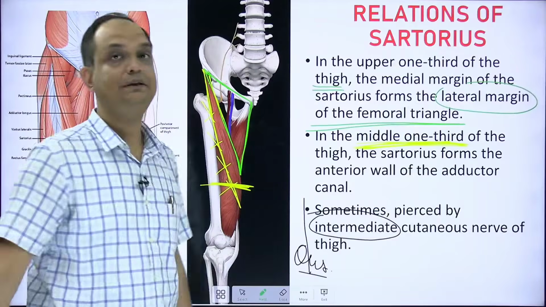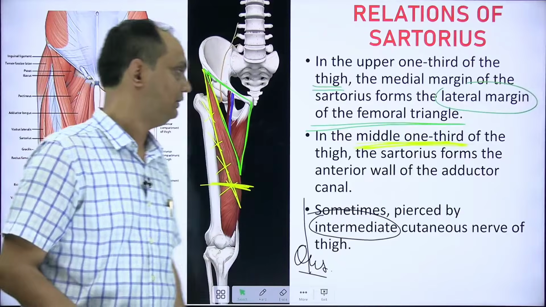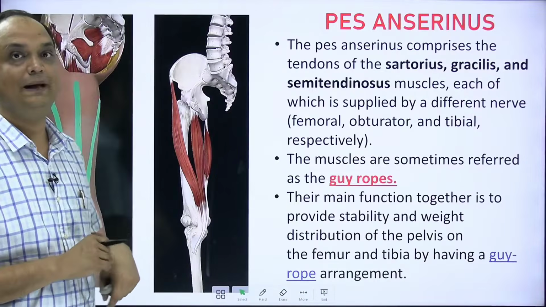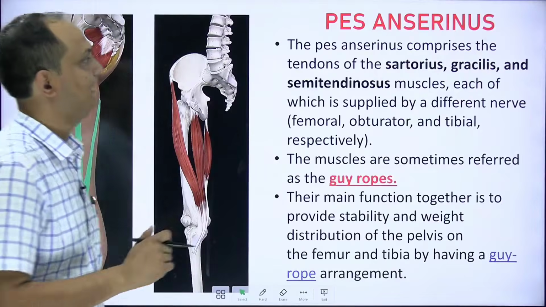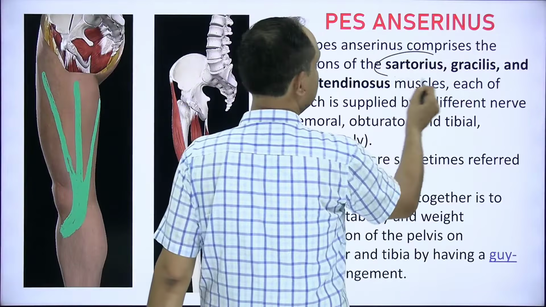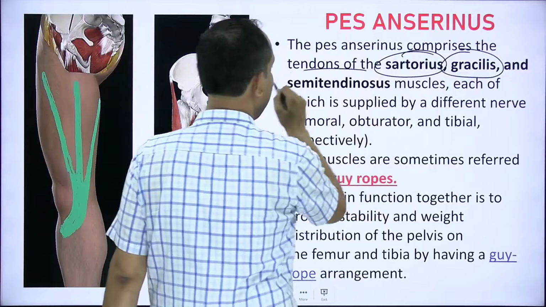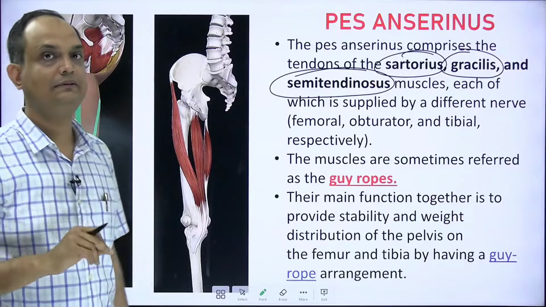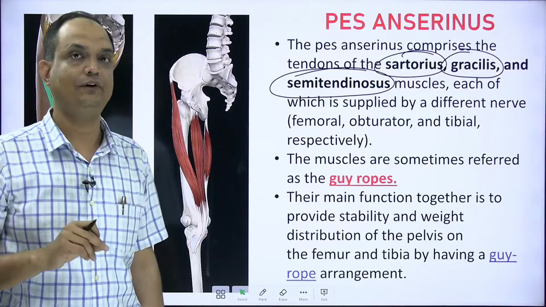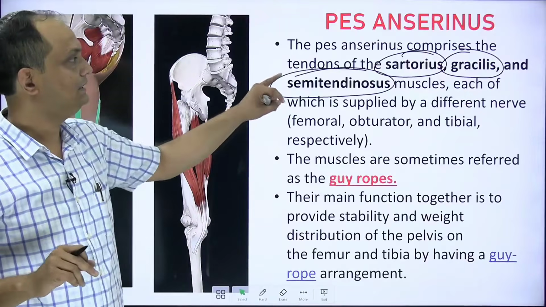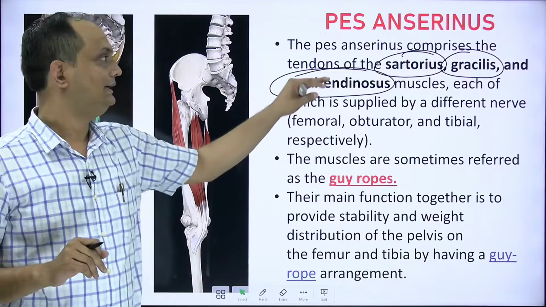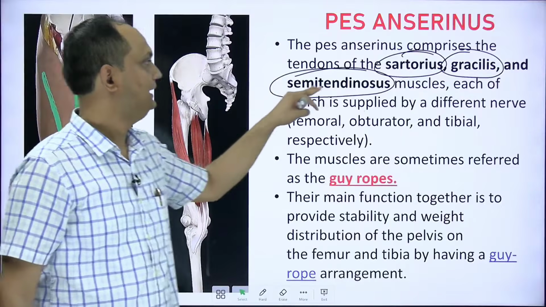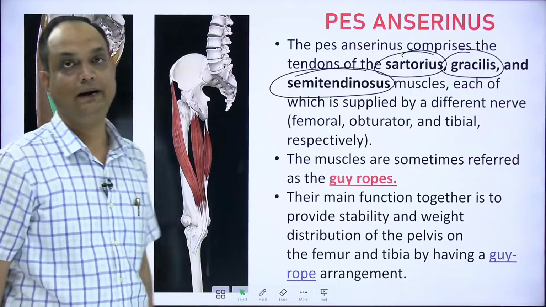Name the muscles pierced by the cutaneous nerves. Now, what is pes anserinus? Now, pes anserinus comprises three tendons: Sartorius, gracilis and semitendinosus muscle. Now, these three muscles come from three different compartments. Sartorius comes from the front of the thigh, gracilis comes from the adductor or medial compartment of the thigh, and semitendinosus comes from the back of the thigh.